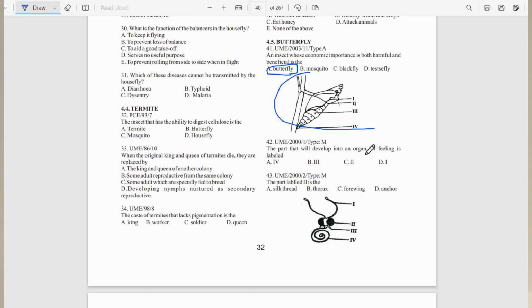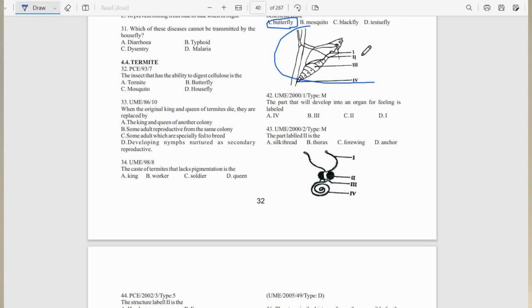So the question says, the part that will develop into an organ for feeling is labeled what? Of course, what organ is responsible for feeling? Of course, that will be the antenna. So if you look closely here, it will be the structure labeled 1, if I'm not mistaken. So this will be what will eventually develop into the antenna in the butterfly.